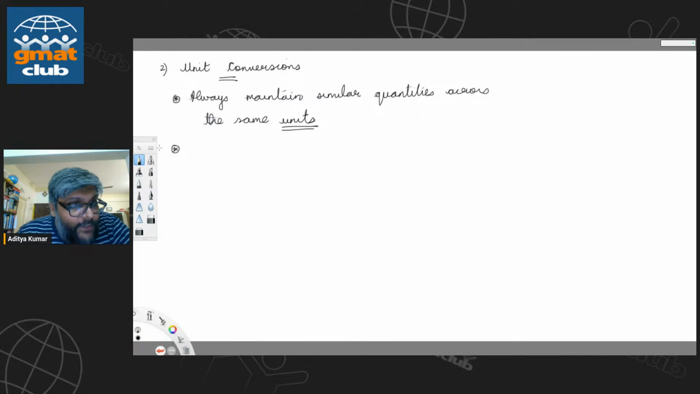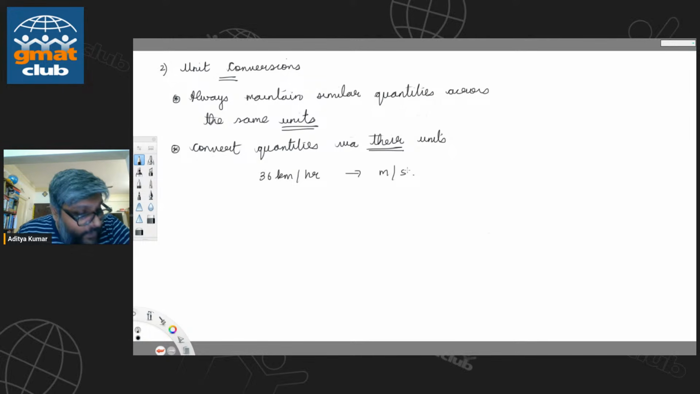But when you see a unit conversion question, always remember the rule of thumb. Use your conversions, always convert quantities. Always learn to convert quantities via their units. Always remember, write down the number along with the units and then convert it based on what units they require. For example, if someone asks me to convert 36 kilometers per hour to meters per second, I will always convert it via the units. The units are more important for me.